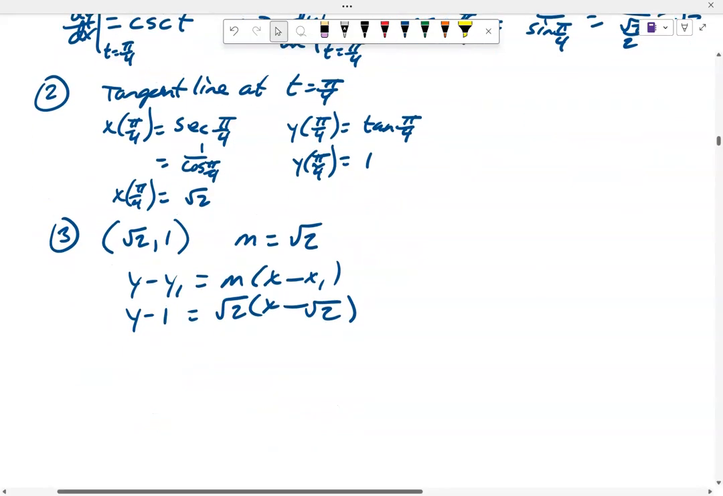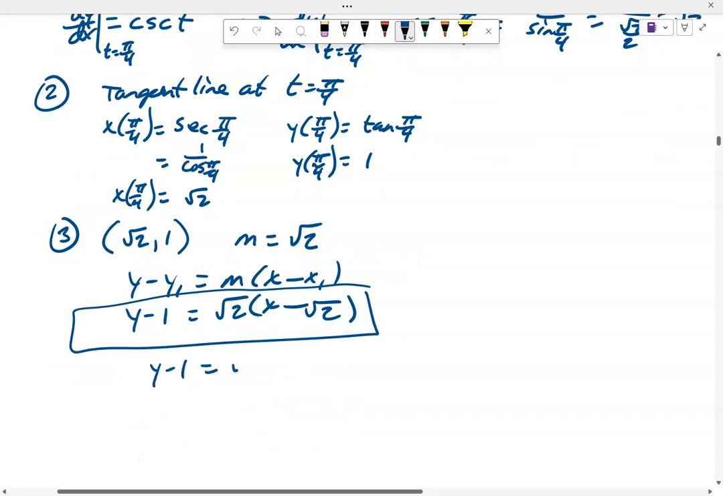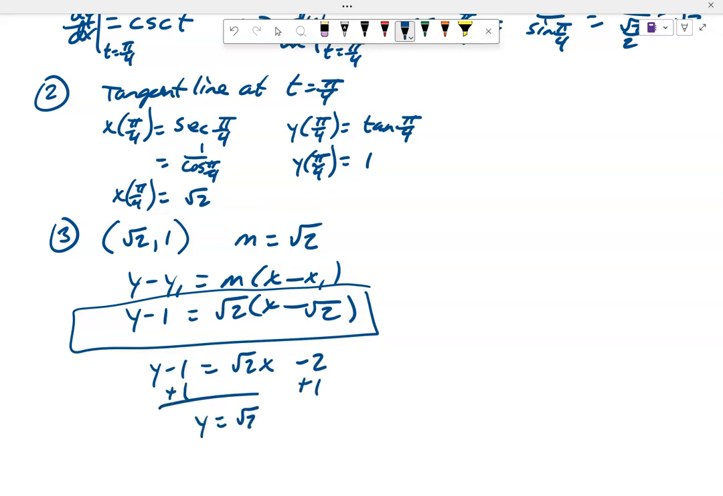And there's our equation, or add 1. Either of those is fine. The equation of the tangent line.